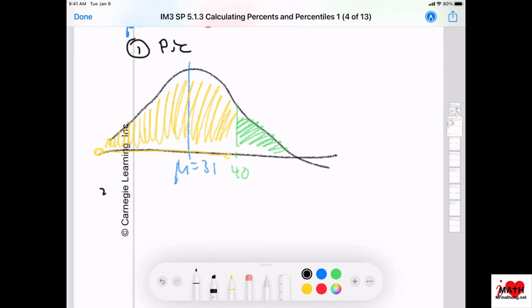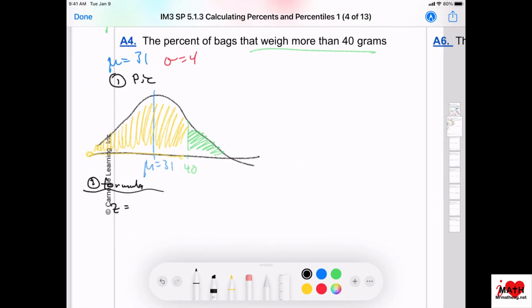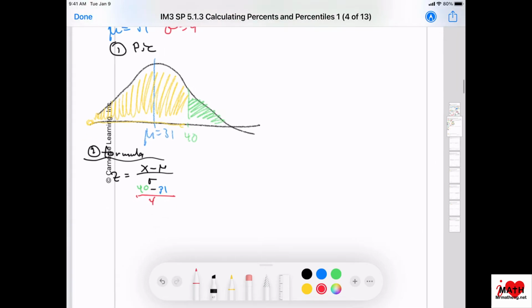So step number 2 is to use a formula. Z equals x minus the mean over the standard deviation. So the mean was 31, standard deviation was 4, and then the value we need is 40. And if you recognize what's happening, some kind of hint here is that when you divide by the standard deviation and you get a z-score, you're going to get a positive number, right? 9 divided by 4 is a positive number. And that should tell you that it's over here to the right. Okay, so 9 divided by 4 will give me a z-score of 2.25.